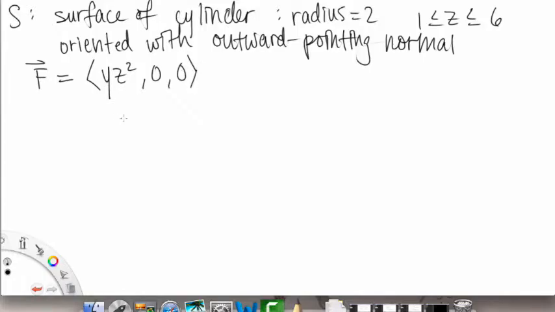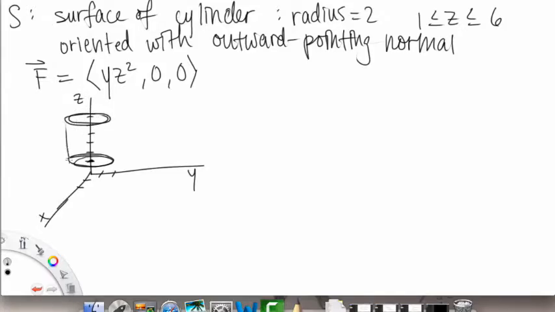Let me draw a quick picture of this to give you a visual of what this looks like. We're going to have our x, y, and z axes, and we mark heights 1, 2, 3, 4, 5, 6, and 1, 2 on the other axes. Our cylinder starts about here at height 1 and goes up to 6, something like that. We'll connect the lines here and make a little can-like thing. So this is what our surface looks like.